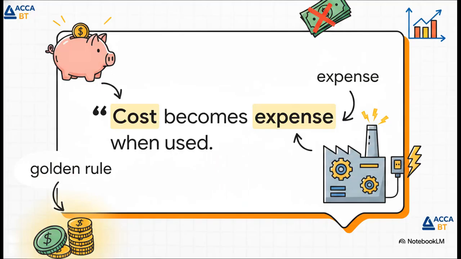But hey, you really gotta watch out for a massive exam trap here, confusing a cost with an expense. Seriously, memorize this golden rule. Cost becomes an expense when it's actually used. So what does that mean in plain English? Well, the money you spend to buy a massive machine, that's just a cost. But the electricity you burn to physically run that machine day in and day out, that is the expense. You've got to keep that distinction crystal clear.